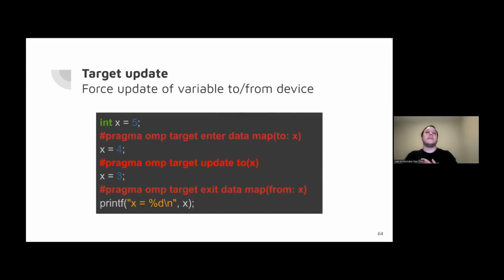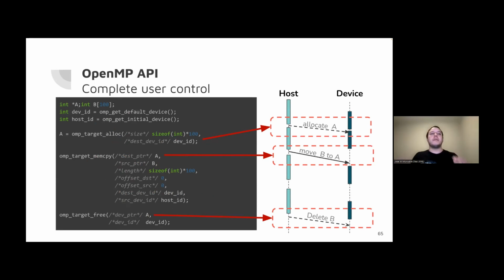Okay. Target update, on the other hand, is the contrary of that. It's saying I need to make the update from either the host to the device or the device to host, right? So I'm forcing the operation to actually update from one to the other. So if I have a target update, I actually make the memory copy.